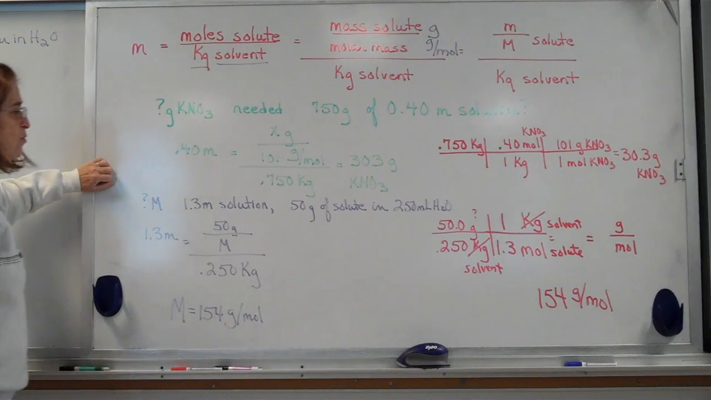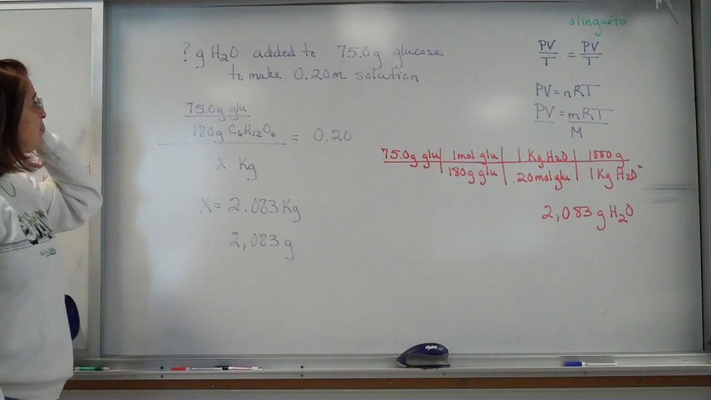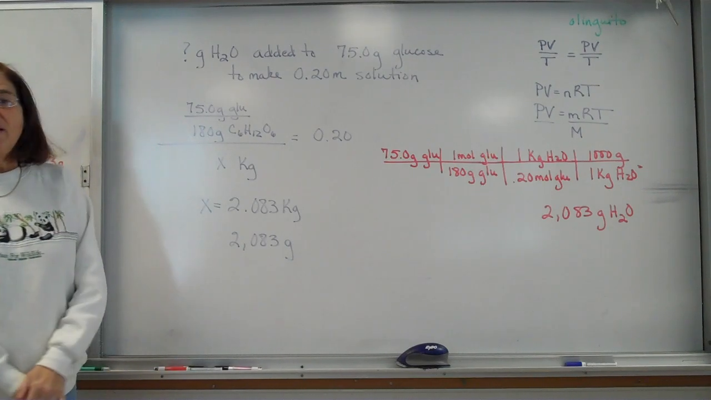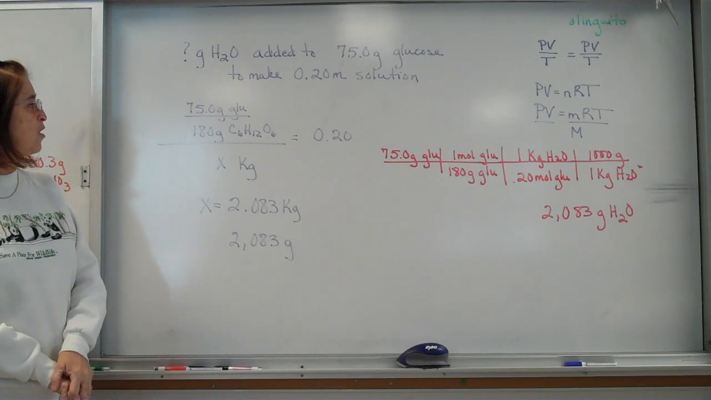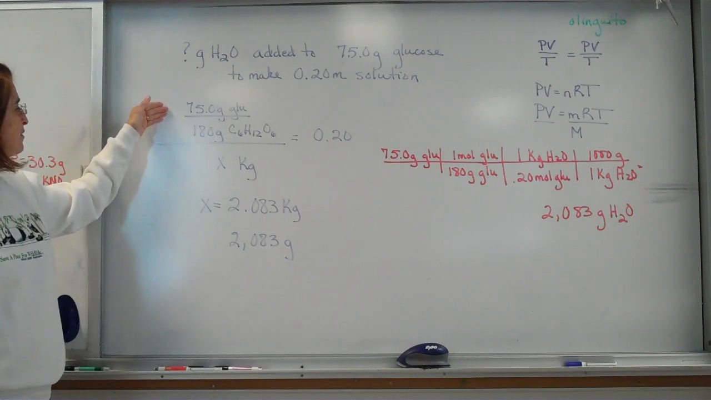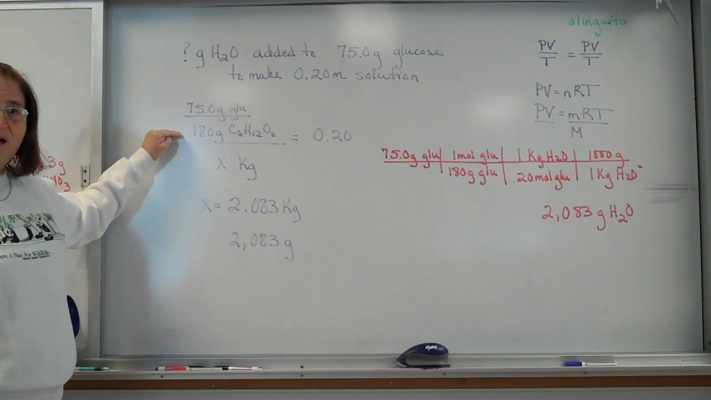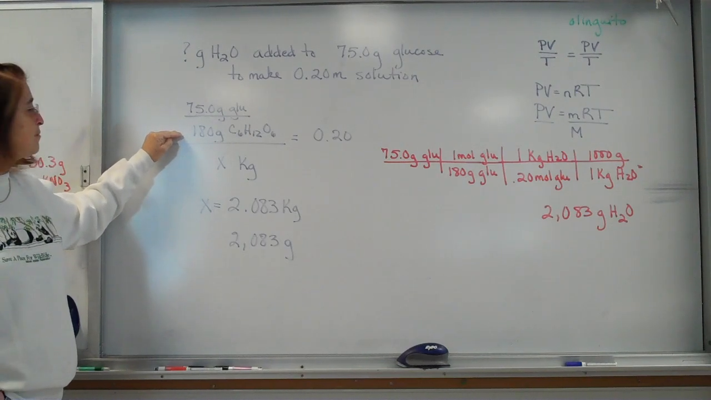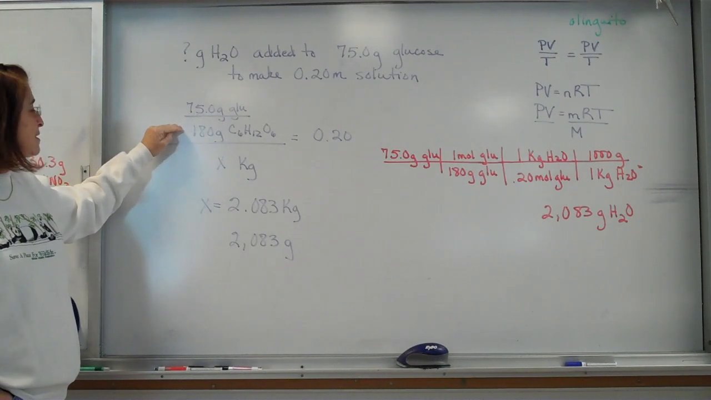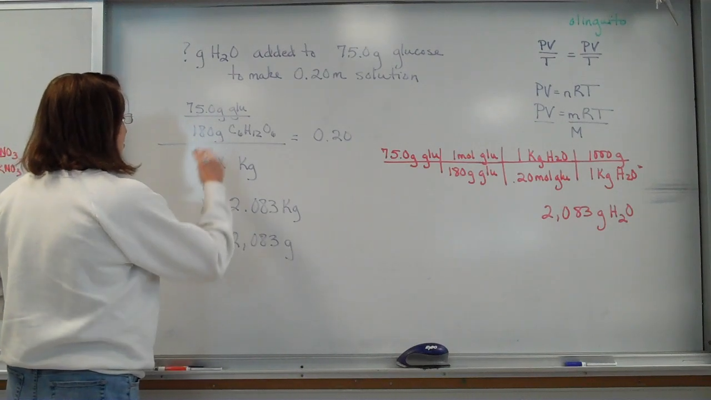Okay, let's try one more problem. This last problem says, how many grams of water is added to 75 grams of glucose in order to make a 0.20 molal solution? Here's the equation. 75 grams. Glucose is C6H12O6, and you should know that. Using the periodic table, you would find that its molar mass is 180 grams per mole. I should have said grams per mole.